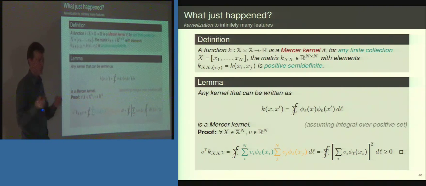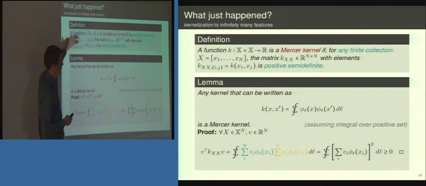These are functions of two inputs from the same space, such that for any finite collection of these input locations, if you evaluate this function on an outer product of input locations, you get out a matrix which is positive semi-definite. So it's a matrix which is symmetric and has only positive, including 0, real eigenvalues.